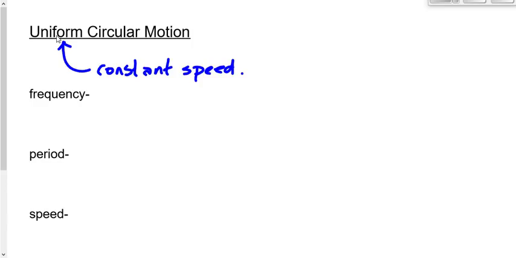That means there is an acceleration because velocity is what affects acceleration, not speed. It's the velocity that affects it. So there is an acceleration. We'll talk a little bit more about that later today.